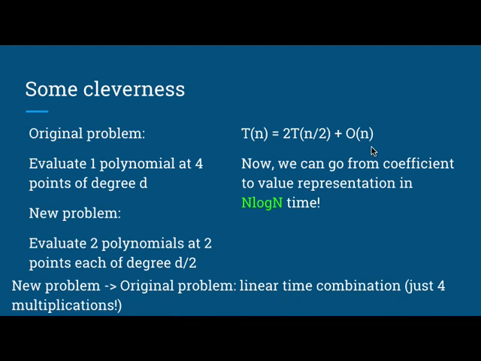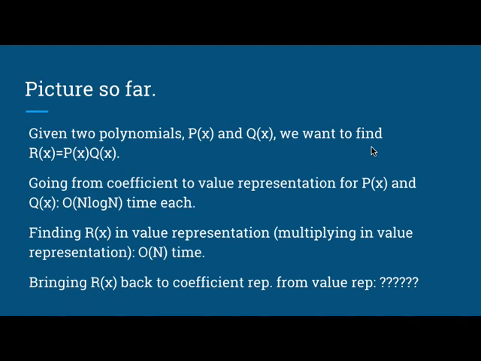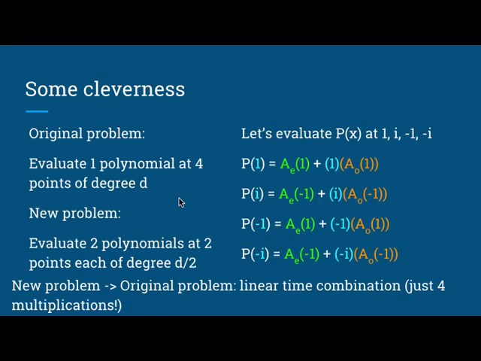Okay, all right, cool. Either I did a really good job or I did a really bad job. That's okay. So, what is our picture so far? Given 2 polynomials P of x and Q of x, we want to find R of x equals P of x times Q of x. What have we done? We have gone from coefficient to value representation for both P of x and Q of x in n log n time. That was this whole thing. We evaluated, that was the goal. We want to evaluate a polynomial at 4 points. We did all of this in n log n time.